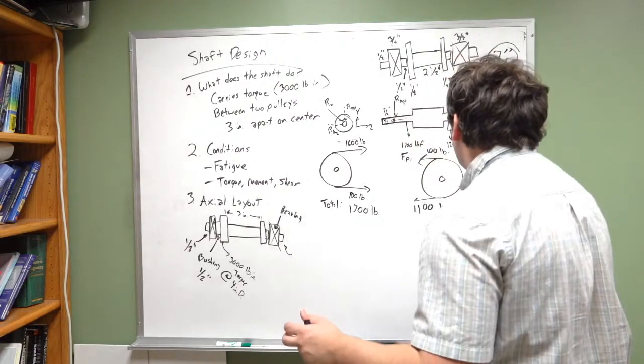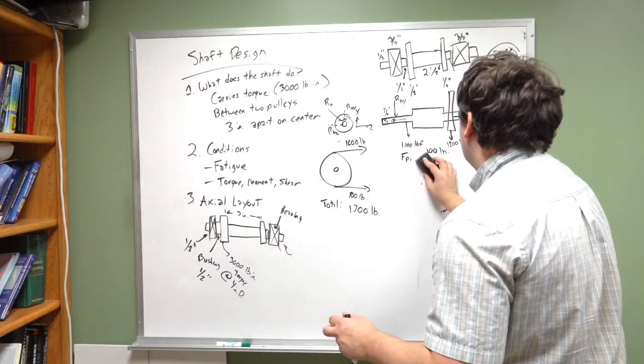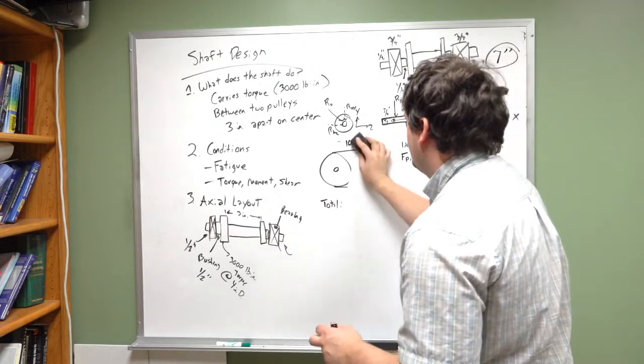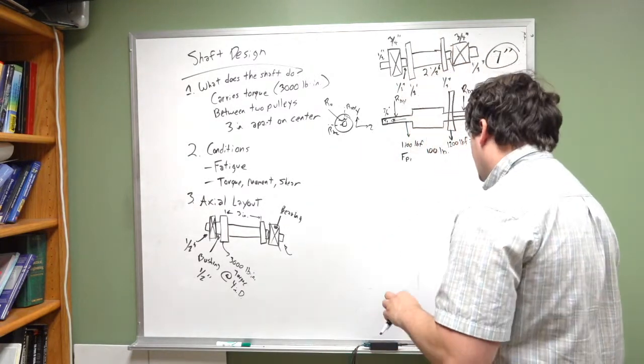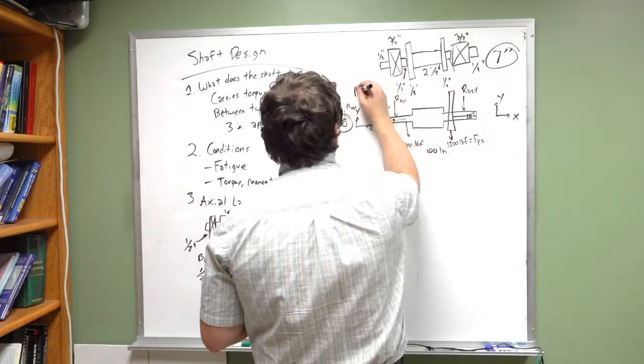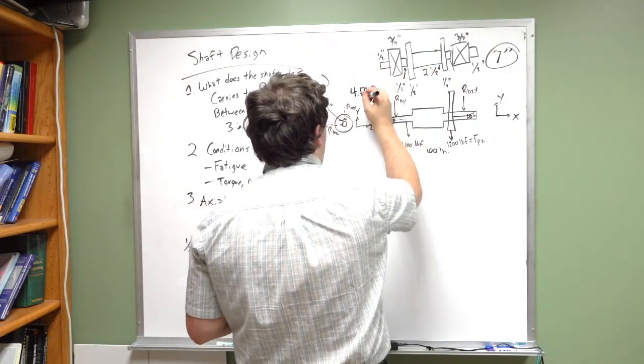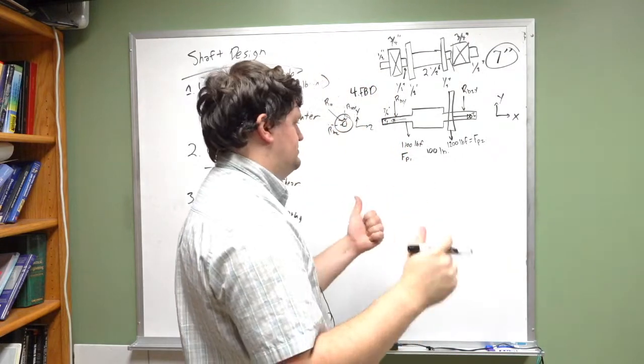Okay, so now we've got our forces, we've got our pulleys that we've chosen, we've got the loadings on those pulleys that we've picked. We've done step 4, which is the free body diagram. Awesome.